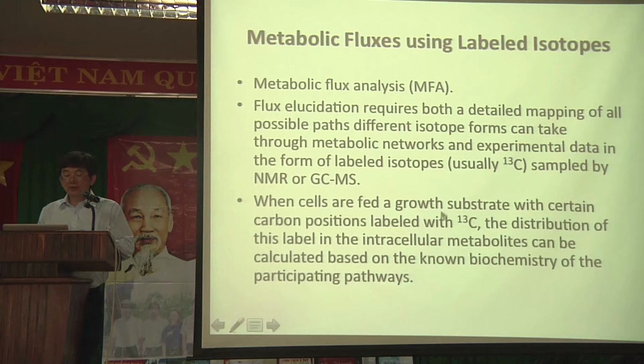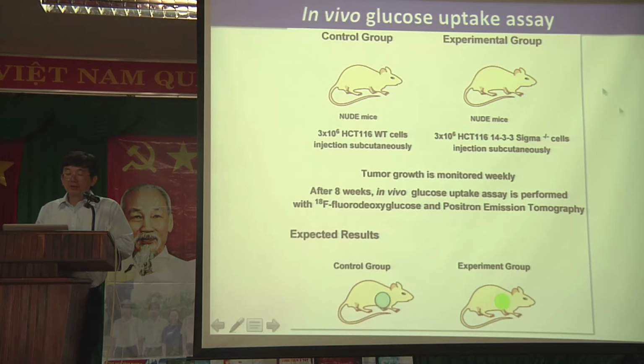When the cells are fed with a growth substrate with certain carbon positions labeled with C13, the distribution of the label in the intracellular metabolites can be calculated based on the known biochemistry of the pathway. There's also the ability to look at the impact of different genes on the metabolism of cancer cells, and then implant these modified cells into mice and look at it in vivo.